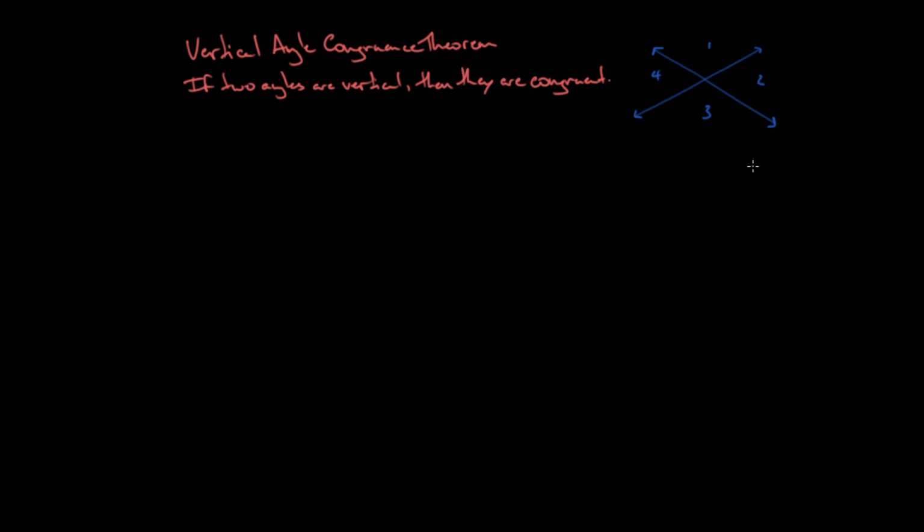And you can imagine if I hinge these two lines back and forth, as 1 gets smaller, 3 will get smaller as well. And as 1 gets larger, 3 will get larger. And so they're very much dependent on each other. Angle 1 will always be congruent to angle 3, and angle 2 will always be congruent to angle 4. So that's what our goal is to prove. And we'll just jump right to it.